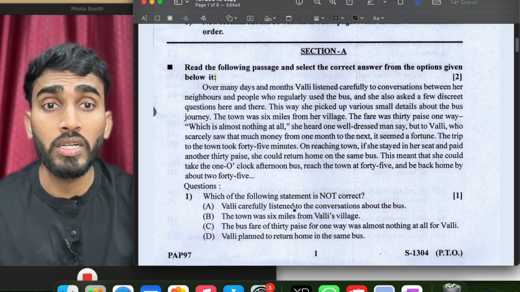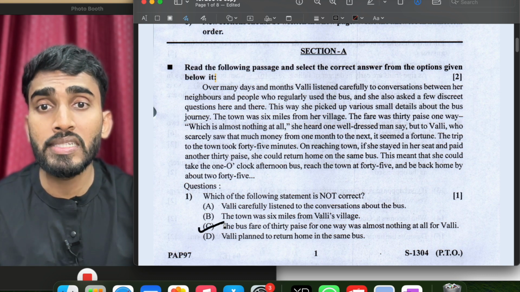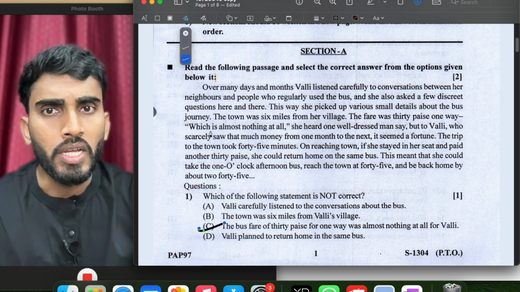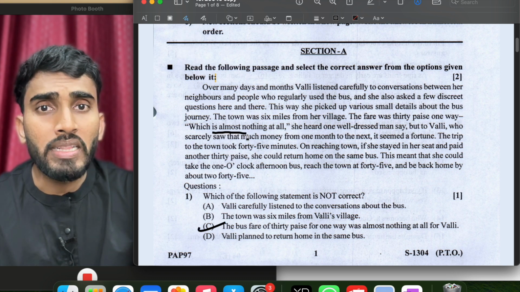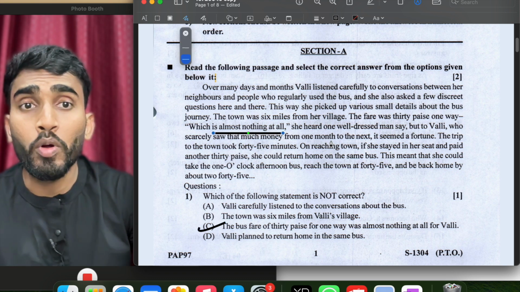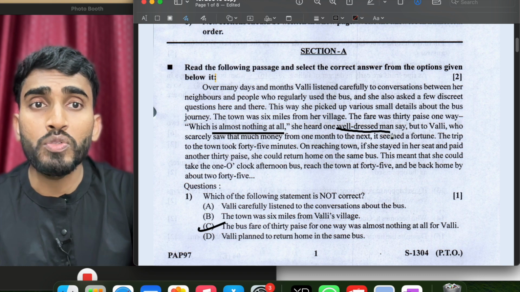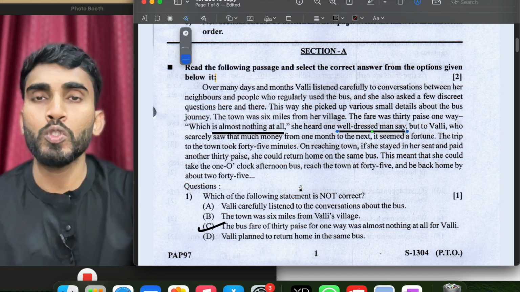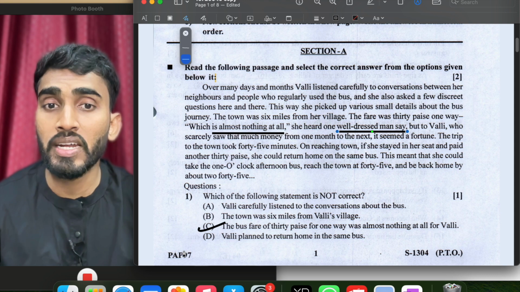No, this is not correct. This is the answer. This is not correct because it is almost nothing at all. This was spoken by a well-dressed man, which Valli heard. Okay, it was not nothing at all for Valli. So this is the correct answer.